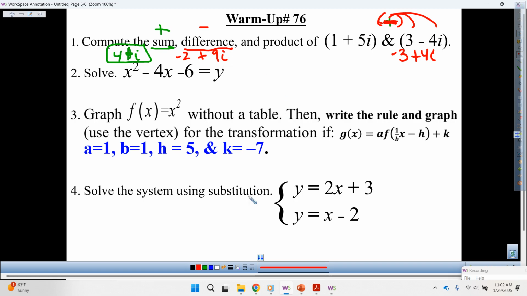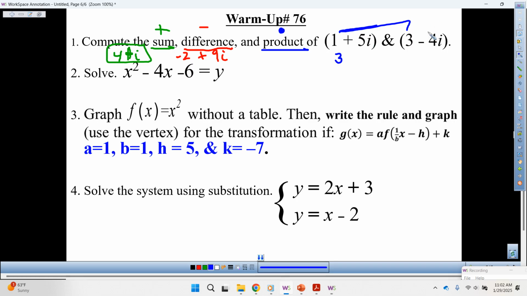All right. Next, product, which means we're going to multiply. So let me make some space here. What is 1 times 3? 3. 1 times negative 4i. Negative 4i. 5i times 3, that's positive 15i. And 5i times negative 4i, that's negative 20i squared.